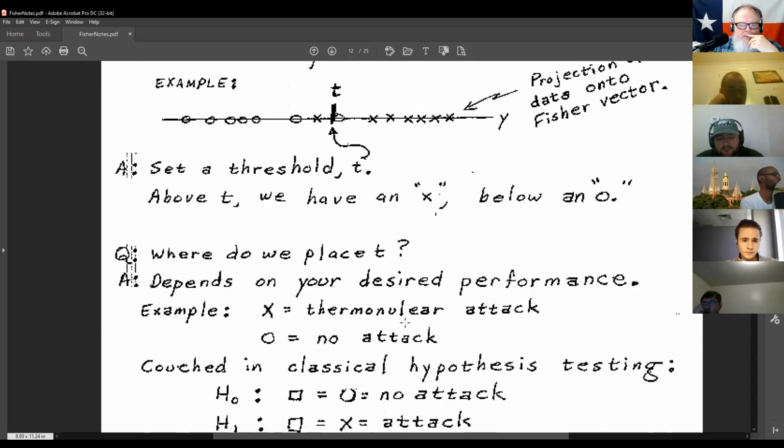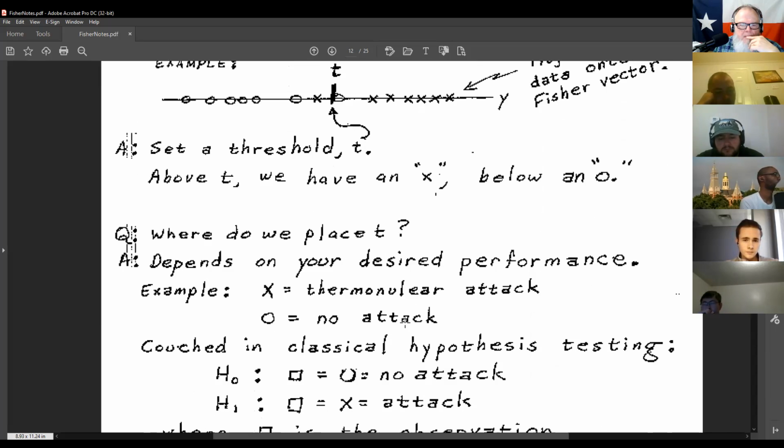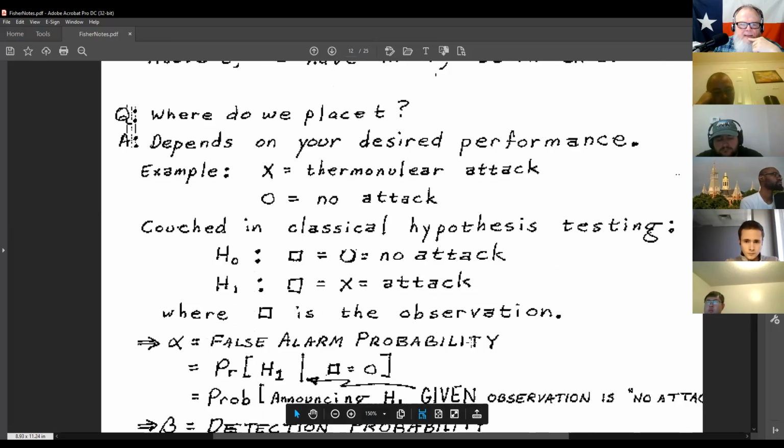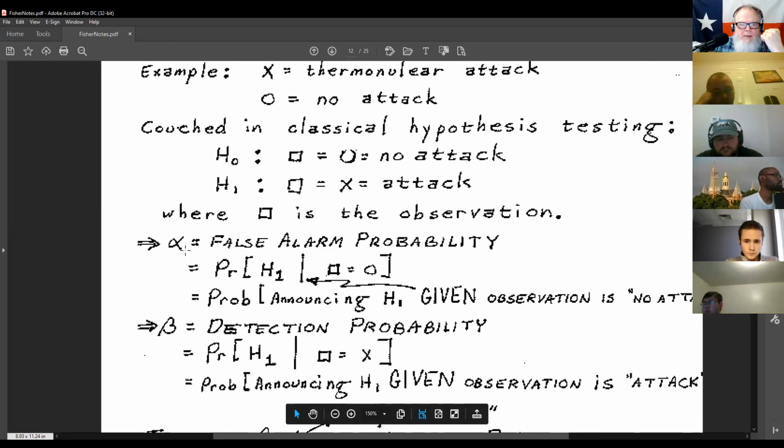Now, in classical theory, we have hypothesis testing. H0 is that the element, and this element can either be a 0 or an X, is equal to 0, giving no attack. And the second one, H1, is that the element is equal to X, which is an attack. And we would like to have these two probabilities. Alpha is equal to the false alarm probability.